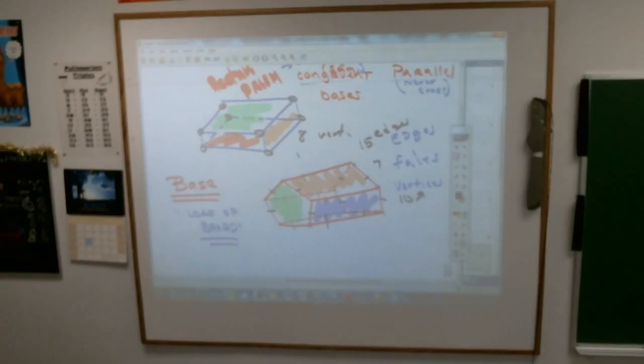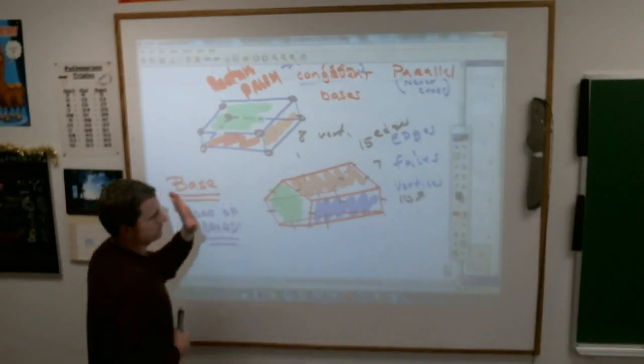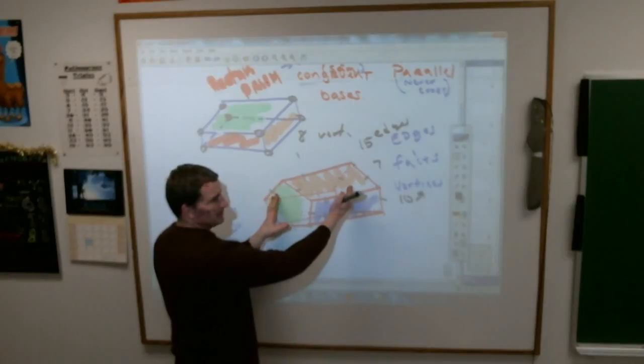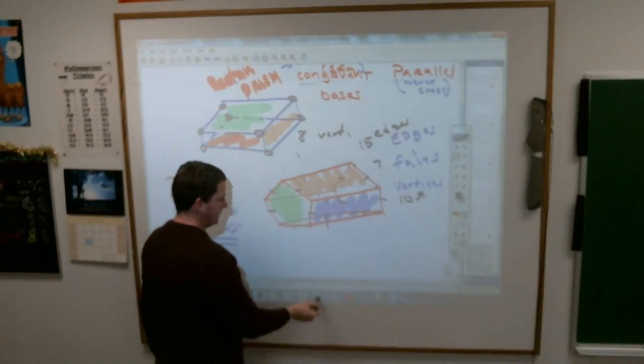Okay. So remember, for something to be a prism, it has to have two identical bases, one on each side, and then it's got those sides surrounding it on the other side.